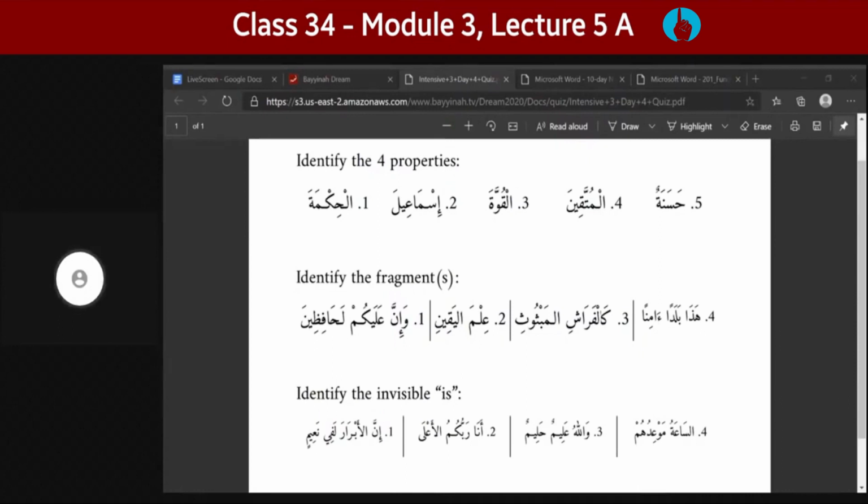What's the passive for tukhbirina? It would be tukhbarina.